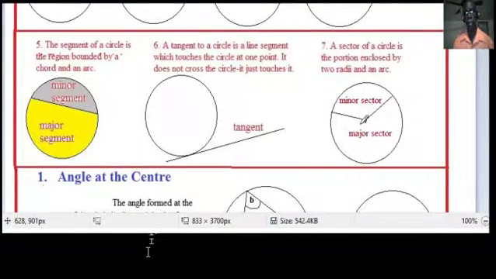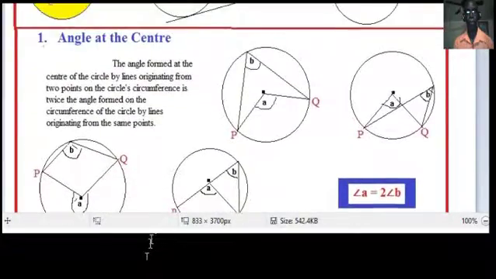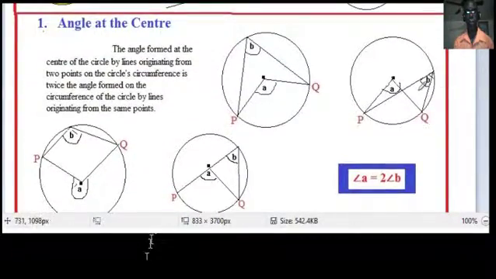Now, let's look at the theorems in regards to angle properties of a circle. You may pause the video at any time and take notes. The theorems are as follows. Theorem 1. Angle at the center. The angle formed at the center of the circle by lines originating from 2 points on the circle's circumference is twice the angle formed on the circumference of the circle by lines originating from the same points.